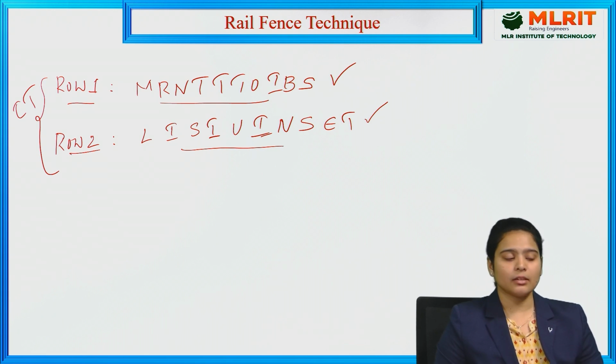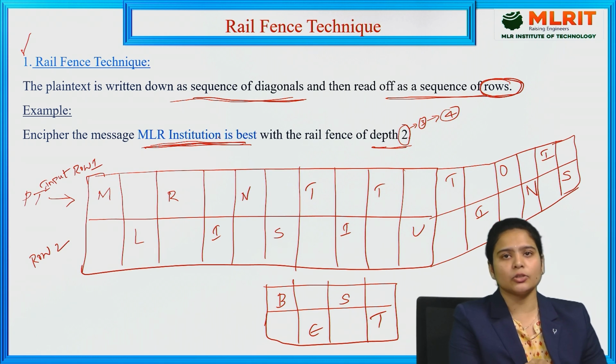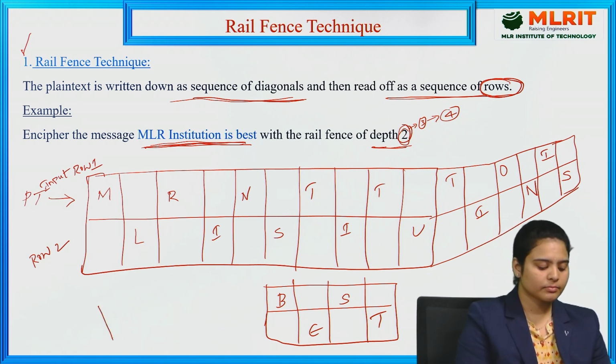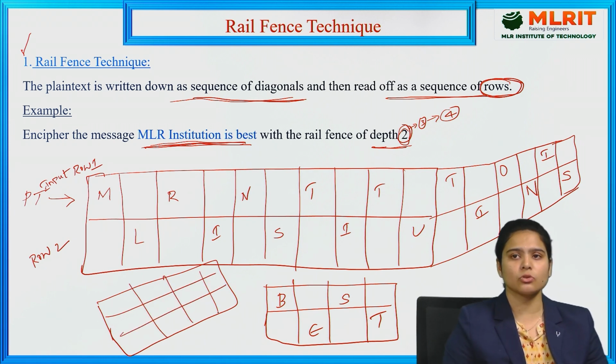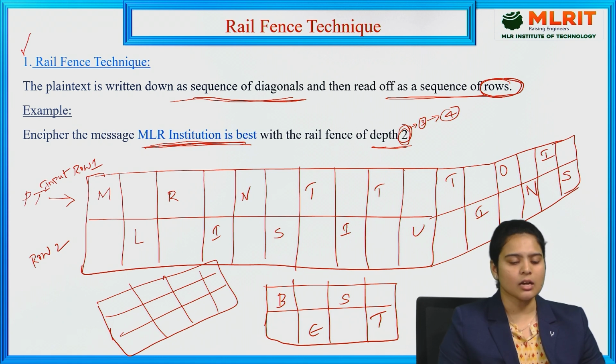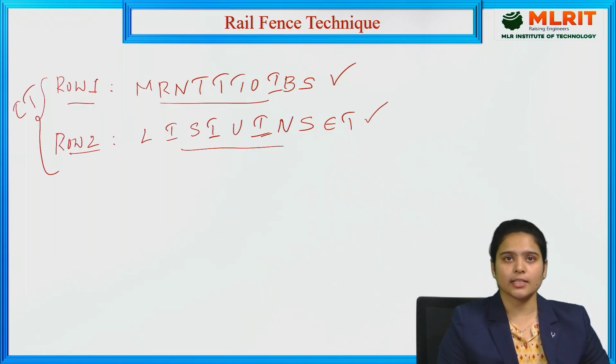For example, in any problem where we need to cipher a message, we write down the words of the question at a depth of 2 or 3, based on the question. If it is 3, we need to draw it in 3 rows, and then we solve it. That is the process. Then the rail fence technique is completed.